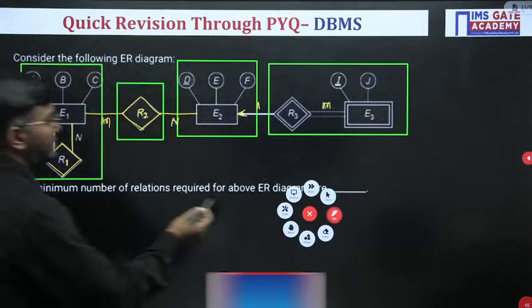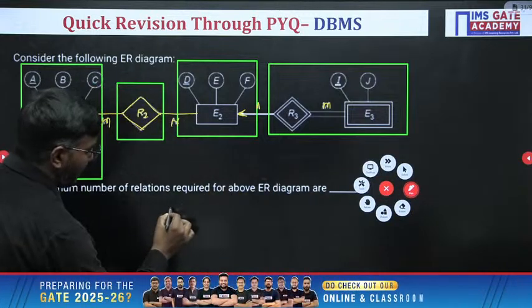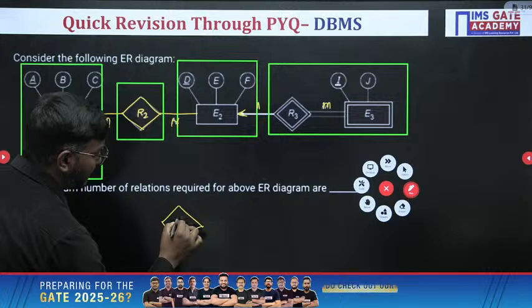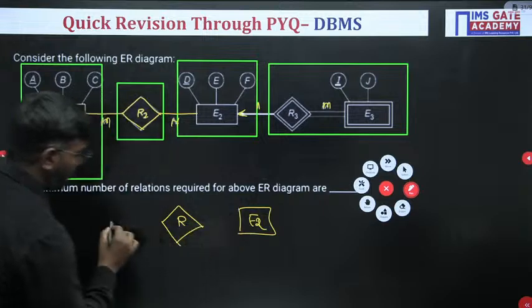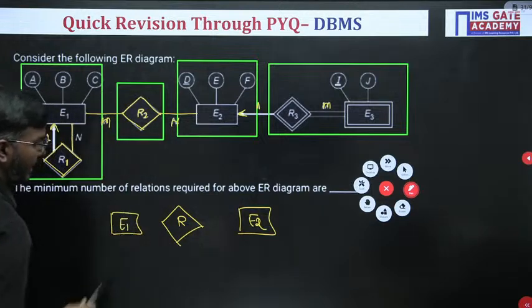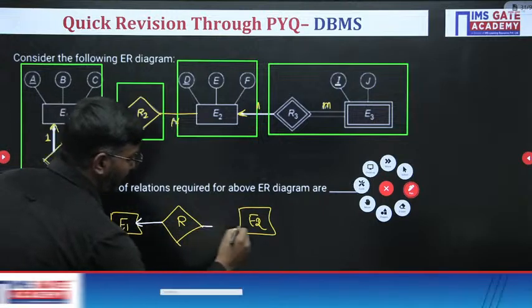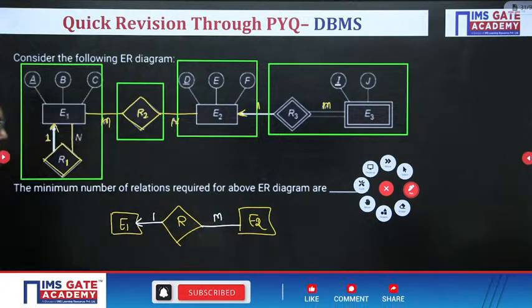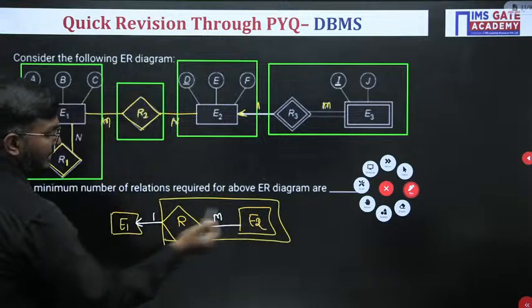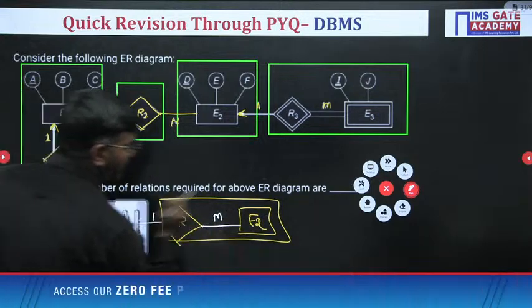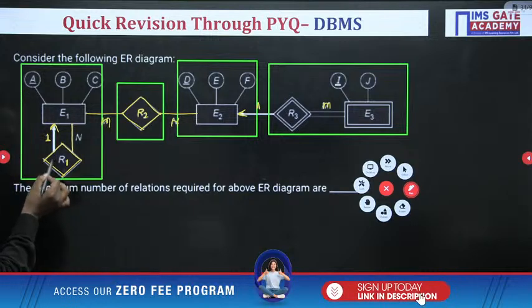As we have discussed, if we have a binary relationship set R, and the entities are E1 and E2, and the mapping is one to many, then tell me, which side will this R be merged to? This R will be merged towards the many side, which means towards the E2 side. Similarly here, we are merging this R1 towards the many side. So finally we have a single table.